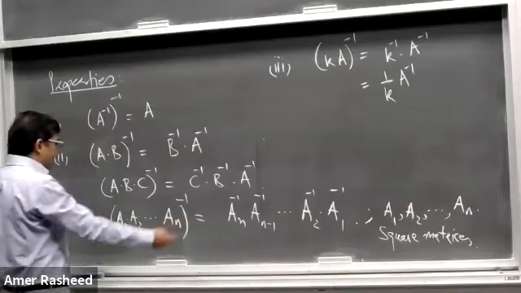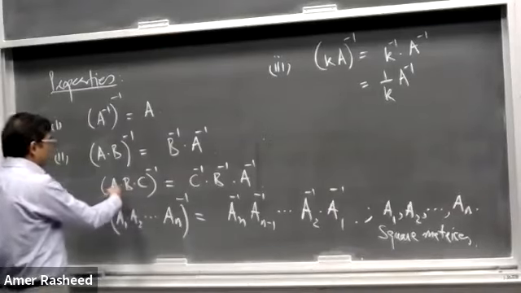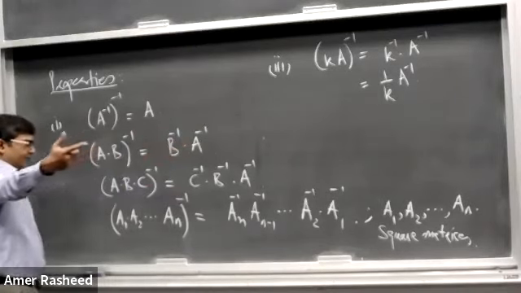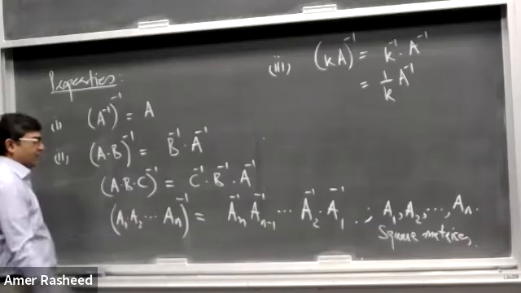Yes, A1, A2, so on AN, they are matrices, because you have to generalize this. How can you generalize the product of n matrices? Okay, sir. I have to generalize the notation as well.